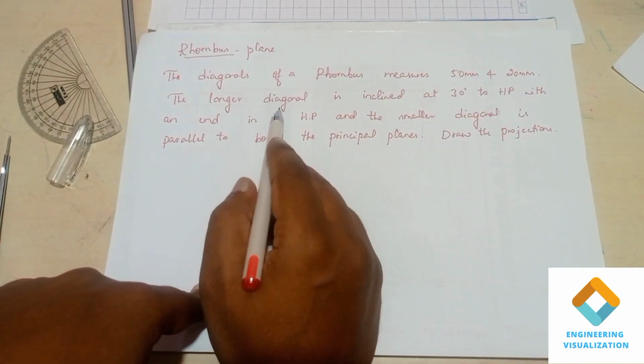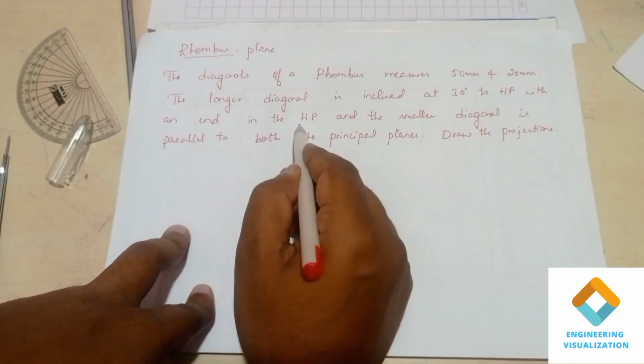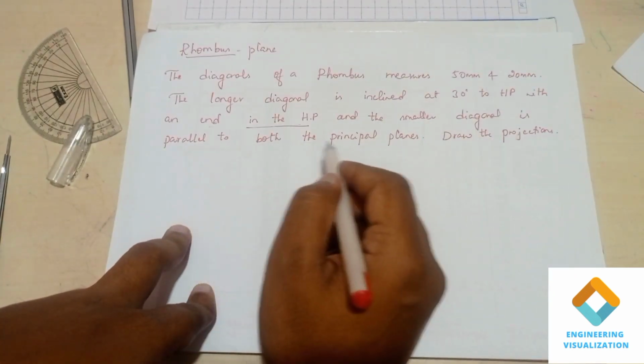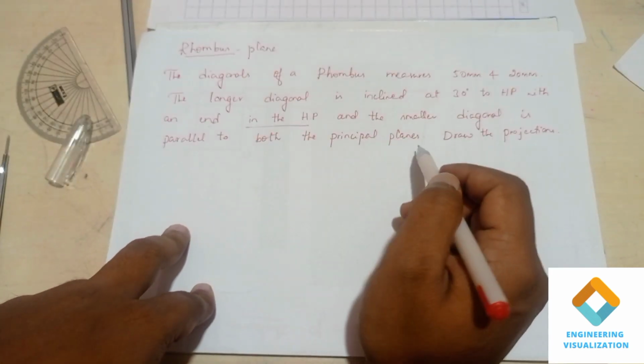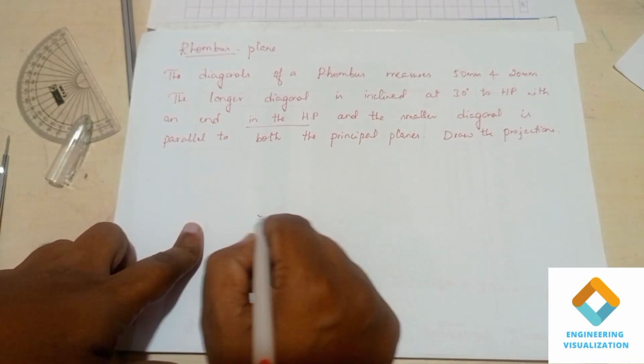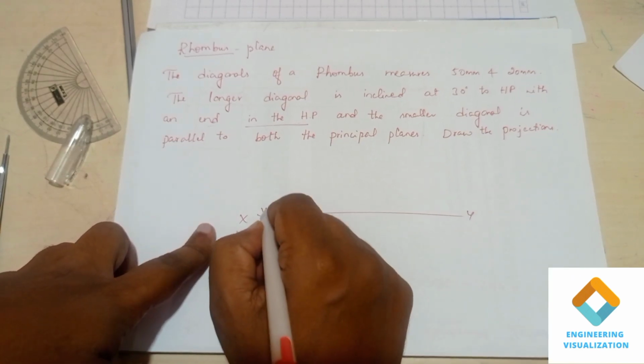Today we are going to see a rhombus problem. In this they have given diagonals, one is 50 mm and the other 20 mm. 50 mm is the larger and 20 mm is the smaller diagonal. The larger diagonal is inclined at 30 degrees to the VP with an end in the HP, and the smaller diagonal is parallel to both principal planes.